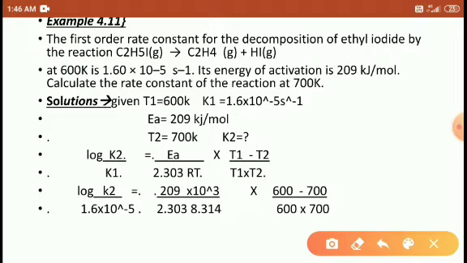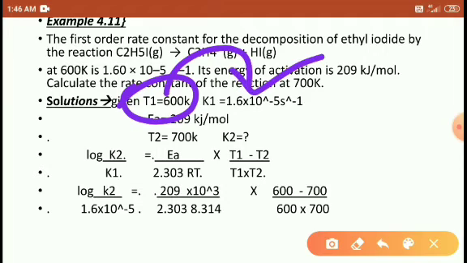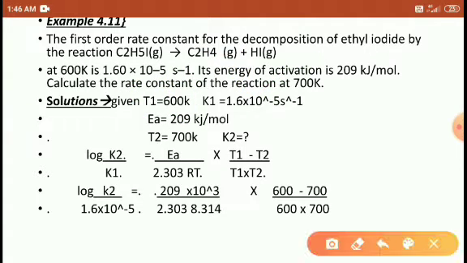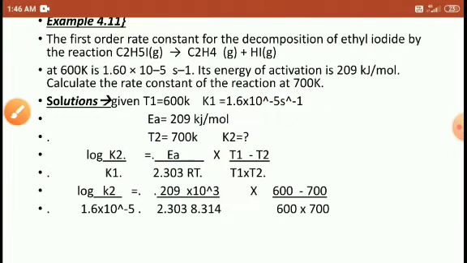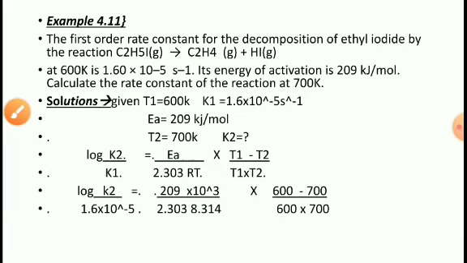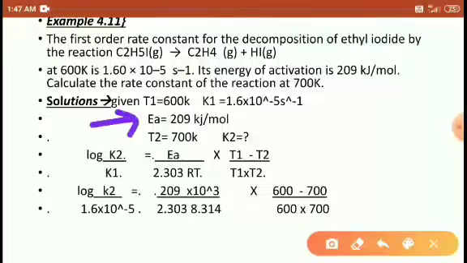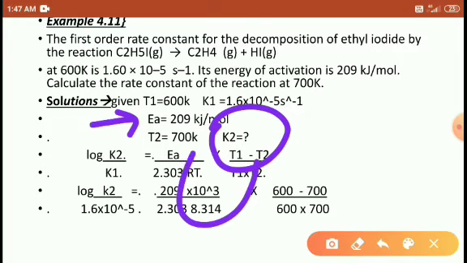So I have written here the given data, students. At temperature T1, the rate constant is 1.6 × 10^-5. At temperature T2, we have to find the rate constant. The activation energy is 209. So we have to find the second rate constant at the temperature 700 Kelvin.